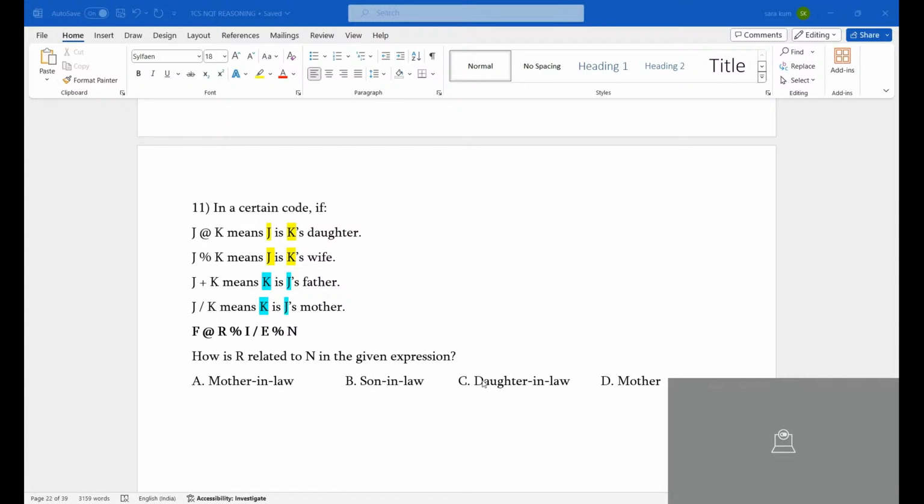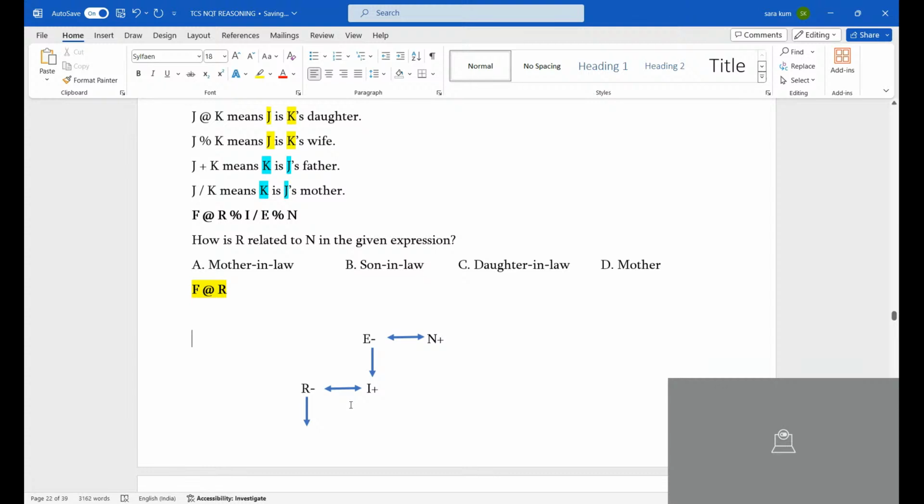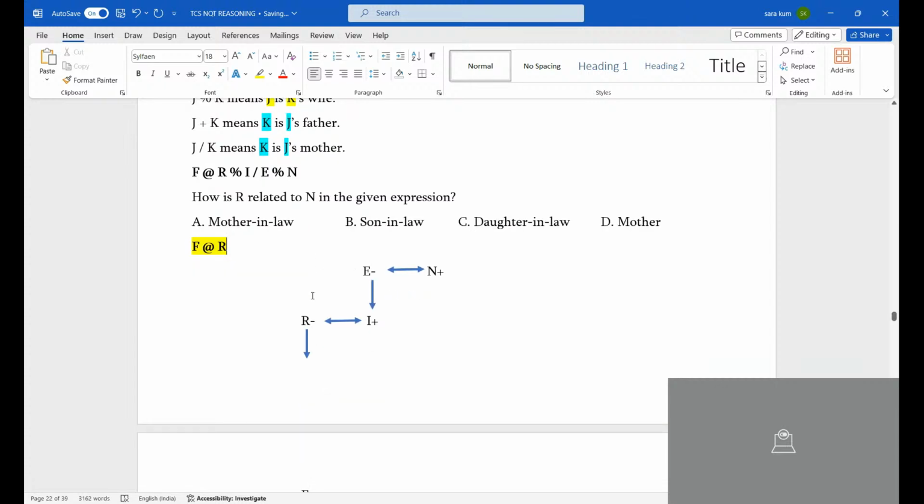Now, you can see we start off with this, F at R. What does at mean? At means J is K's daughter. So here, F is R's daughter, right? So you can use this here. F is R's daughter. Sorry for this.